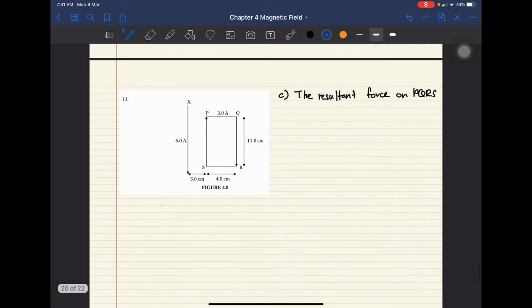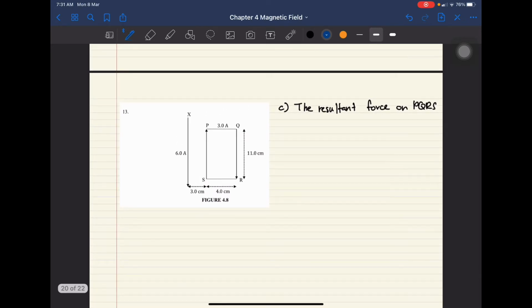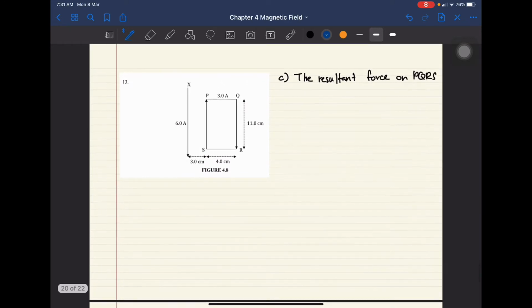And for question C, they want to find the resultant force on PQRS. The force only applies on the parallel current carrying conductors, which is on here and on there. So if I want to find the net force, basically I have to combine both forces. I have one force that is attractive and this one repulsive. So let's say I put this one as my F1 and this one as my F2.